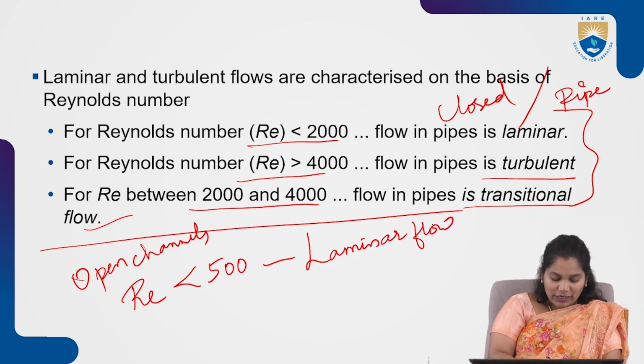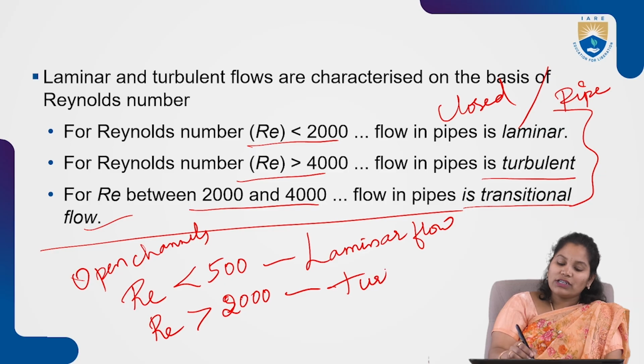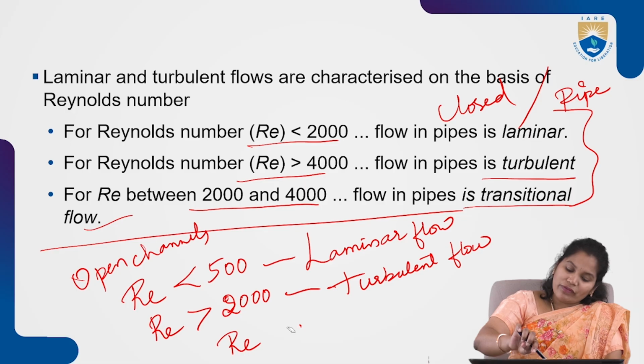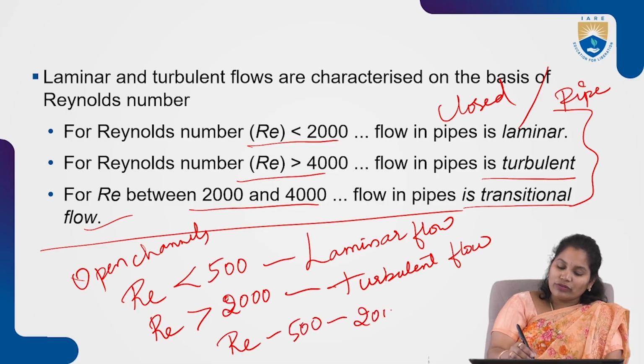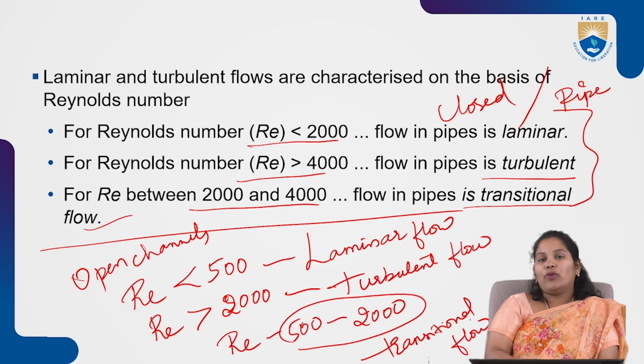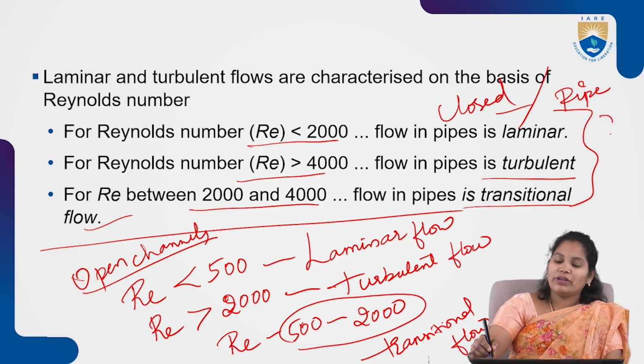Then the flow we call a laminar flow. If the Reynolds number is greater than 2000, then the flow is turbulent flow. If the Reynolds number is between 500 to 2000, we call it a transitional flow. This is for open channels, and the earlier Reynolds number is for pipe.